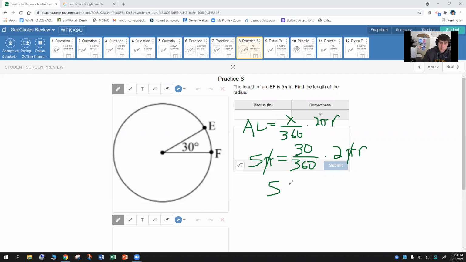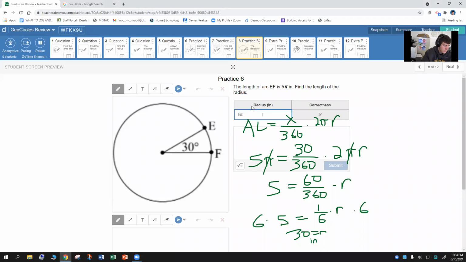We're left with 5 equals, then 30 times 2 is 60, so 60 over 360 times r. Well, 6 goes into 36 6 times, so 60 is going to go into 360 6 times. So 5 equals 1/6 times r. Then we can multiply both sides by 6, and you get r equals 30 inches. And you don't have to reduce. You could multiply both sides by 360 and then divide both sides by 60. That would also work.